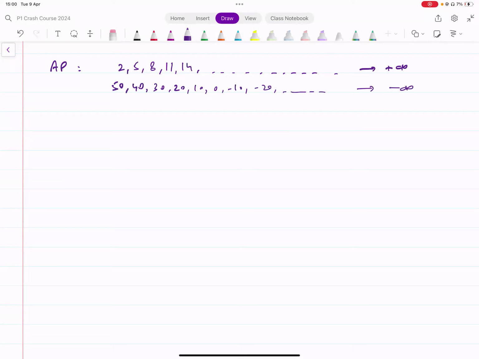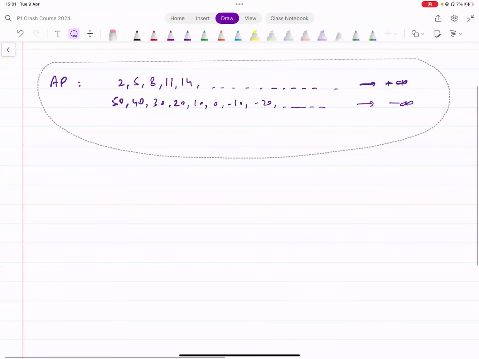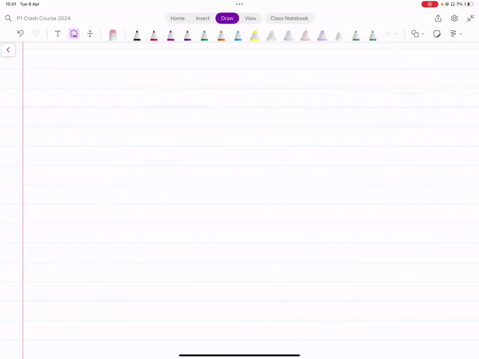So for an AP, the sum to infinity, that means the sum of all the values in this sequence, would either be positive infinity or negative infinity. If the difference is positive, it would be positive infinity. If the difference is negative, it would be negative infinity. So for an AP, the sum to infinity is not going to exist. So we are just going to focus on geometric progressions. We're only going to talk about the sum to infinity of a GP, not an AP.